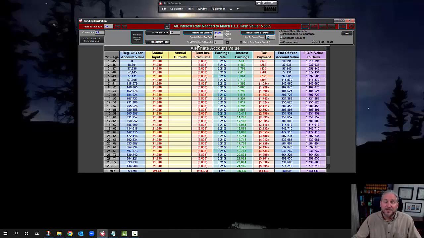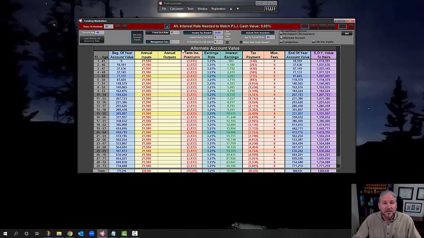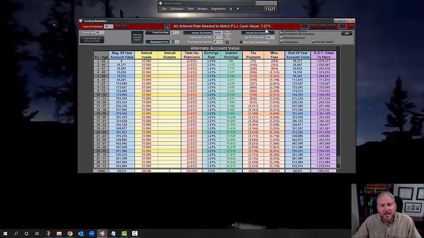And what it's invested in is completely up to you, but there's going to be some sort of fee associated with that. Let's be conservative and let's just have it be a 1.5% management fee. Now they need to earn 7.27% every single year for 30 consecutive years just to match the cash value in a life insurance policy with the same premiums going in.